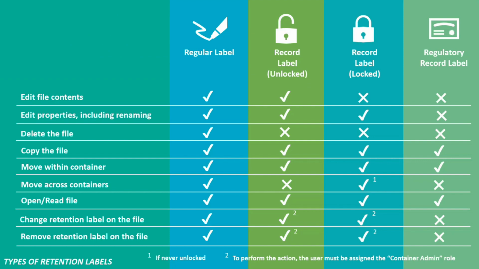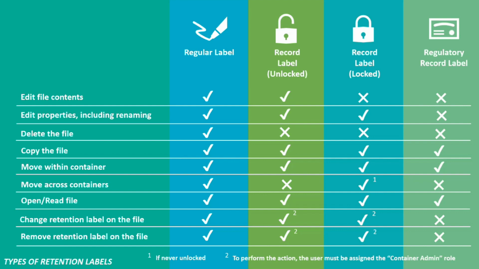This is now comparing a little deeper the differences between regular labels, record labels, and regulatory record labels. What I want to demonstrate on this slide is that, as I was talking about record labels, there are actually 2 types: unlocked and locked. The core difference is that when a record label is in the unlocked state, users can still edit the file's contents. Once it's in the locked state, which a user can do by flipping a little switch within the document's properties, it's in that immutable state and can no longer be edited. So that's the key difference.